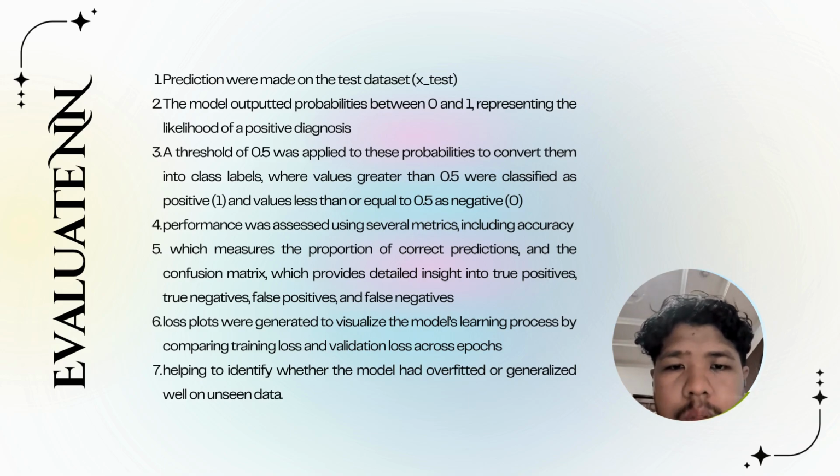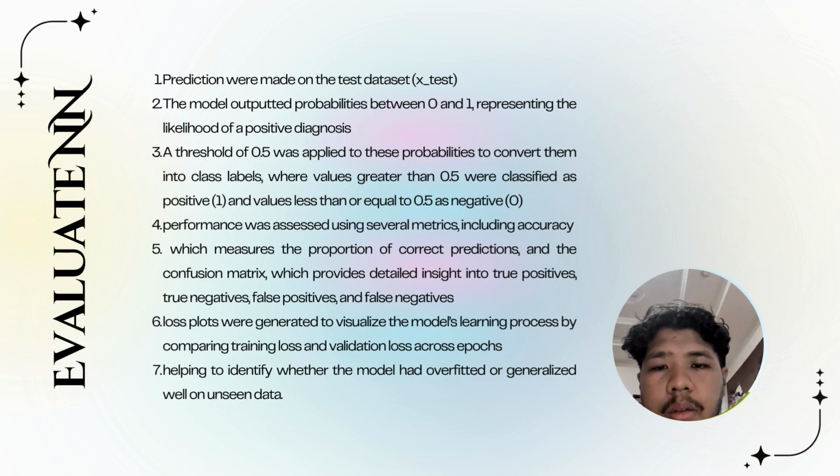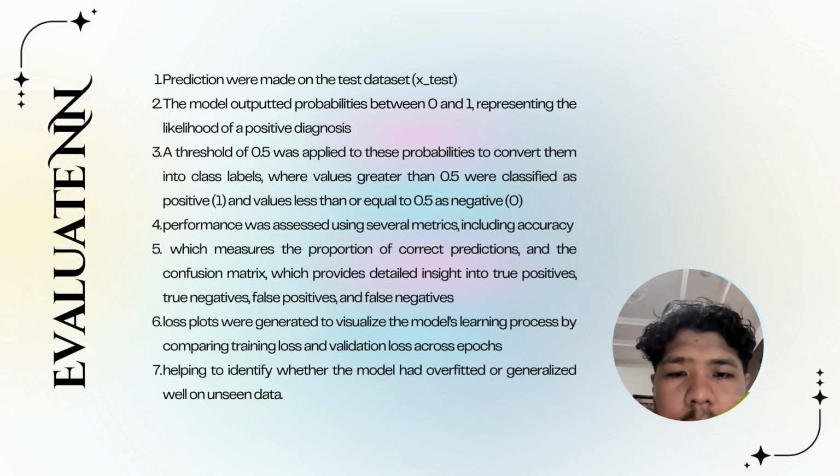Performance was assessed using several metrics, including accuracy, which measures the proportion of correct predictions, and the confusion matrix, which provides detailed insight into true positives, true negatives, false positives, and false negatives. Loss plots were generated to visualize the model's learning process by comparing training loss and validation loss across epochs, helping to identify whether the model had overfitted or generalized well on unseen data.